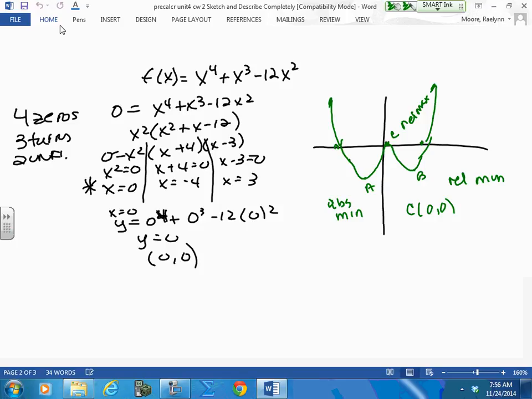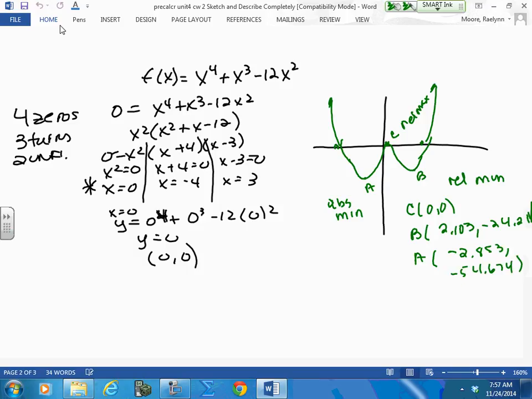Relative min, I'm not sure if this one's right. That's 211. And I went 3 decimals.